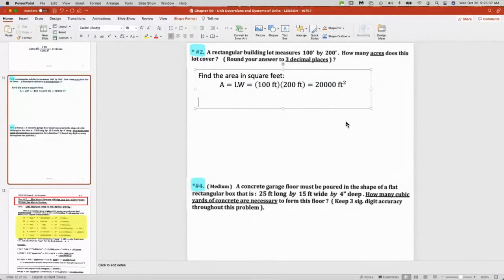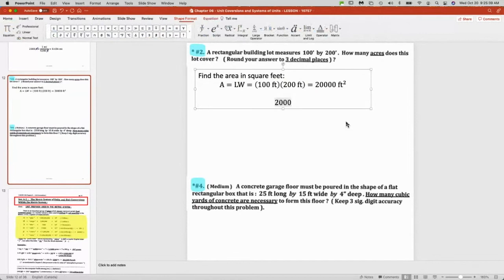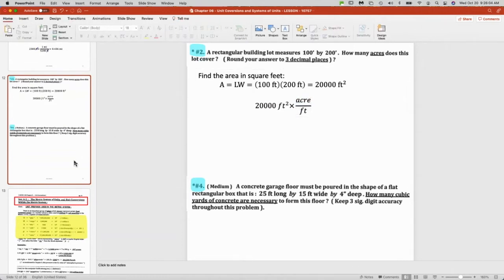Now we want to convert from square feet to acres. So 20,000 square feet times something. The reason I like this method is because it's like when you play basketball, you're getting an assist here. You write this down, and then someone else gets the slam dunk. So foot and acre. So let's go look up that.